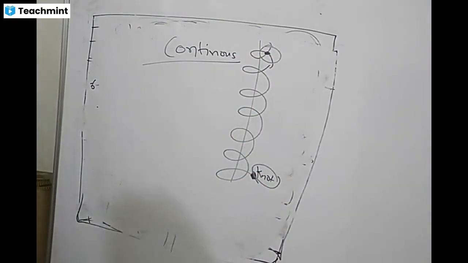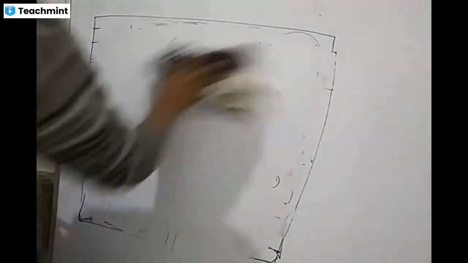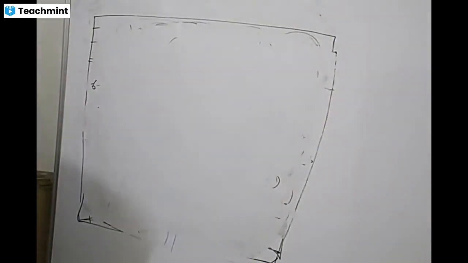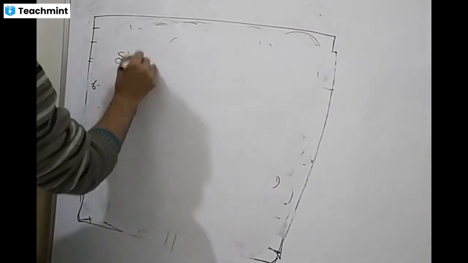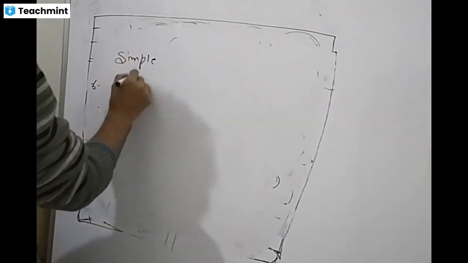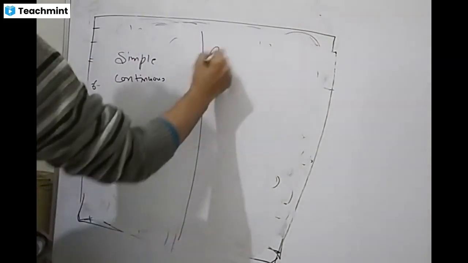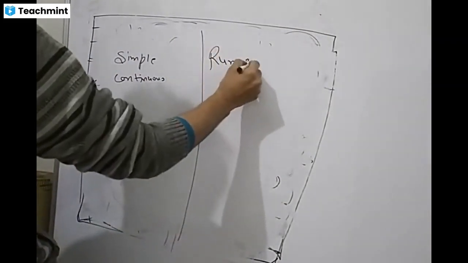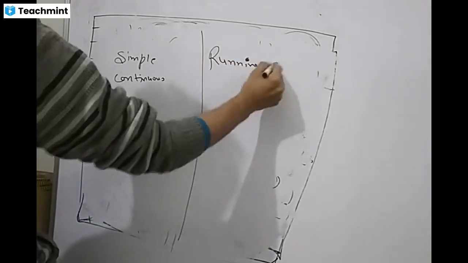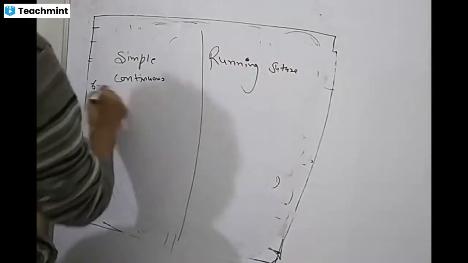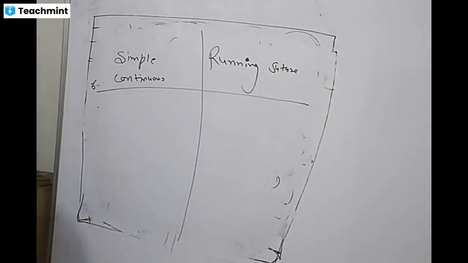First we'll see the types of continuous pattern. The first is simple continuous. Similar to this, there is one pattern called running suture. There is a small difference.